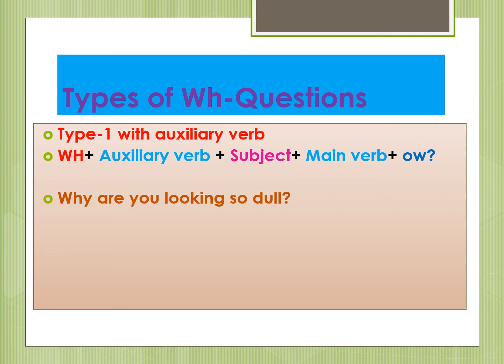Why are you looking so dull? Students, this is a first type of WH question. This question started with WH word why followed by an auxiliary verb are, subject you, main verb looking, and other words so dull. In this question, auxiliary verb is there. So, this is a first type of WH question.